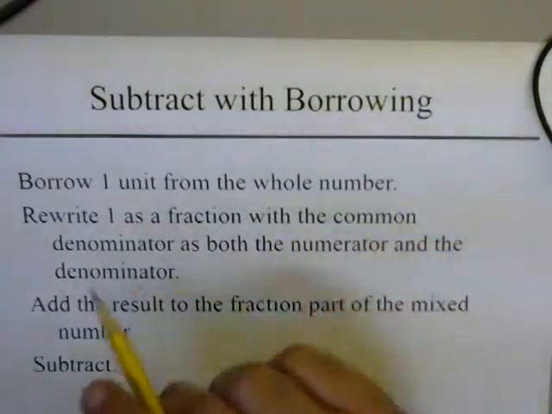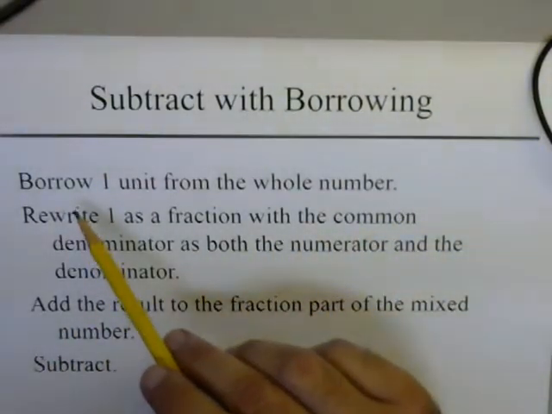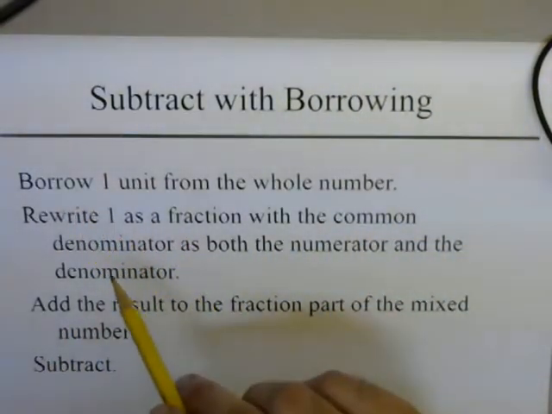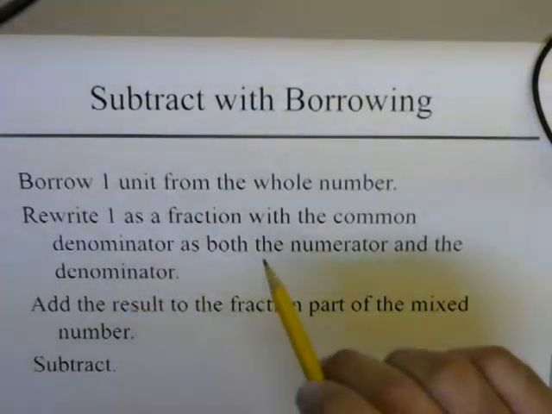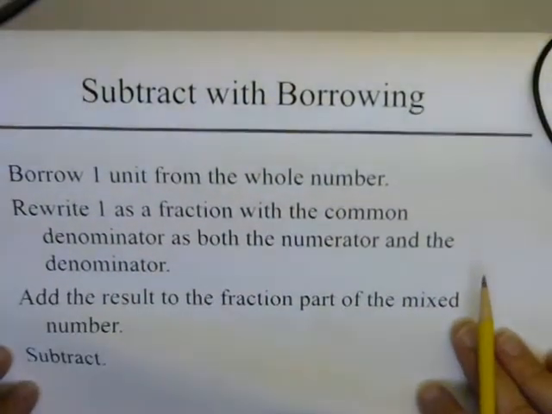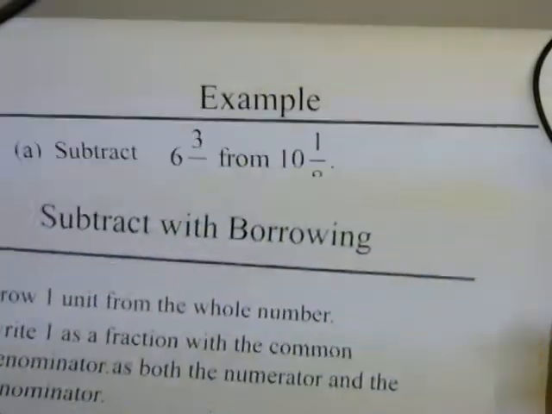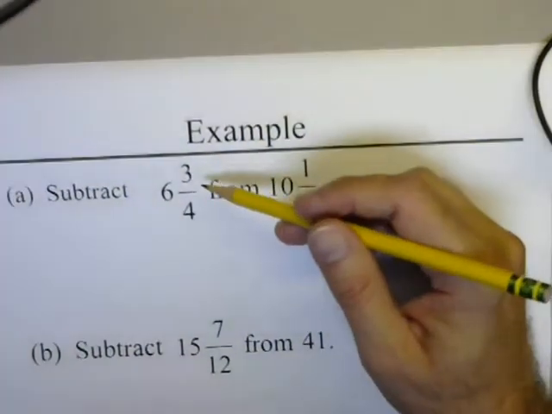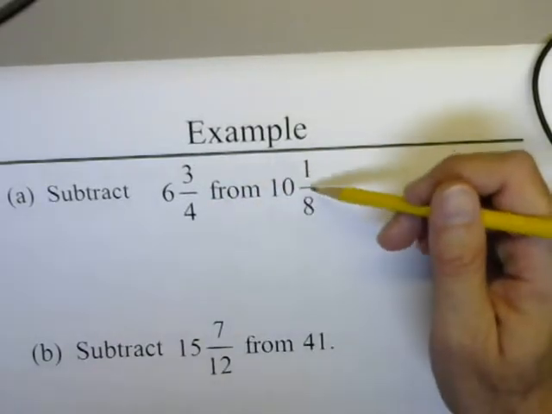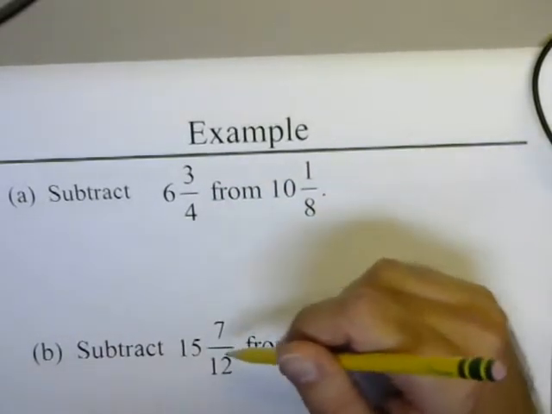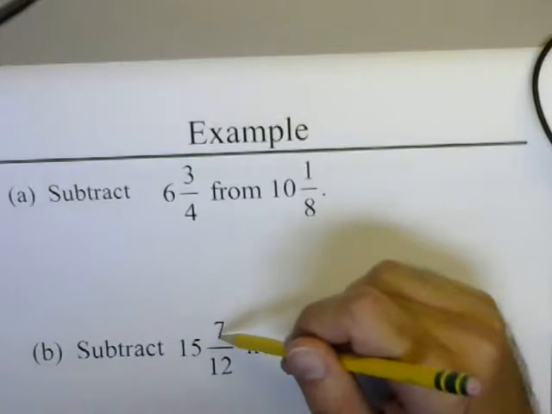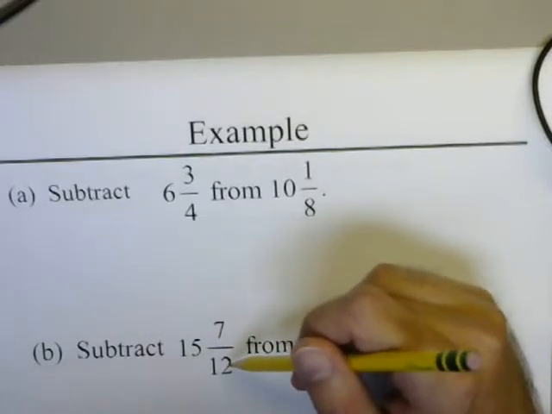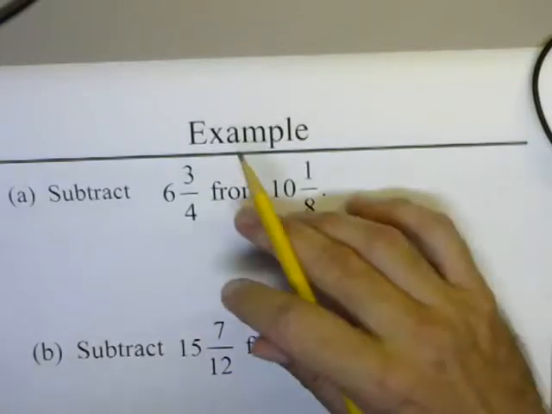Now you can also subtract with borrowing. You might, in some cases, need to borrow one from the whole number and rewrite one as a fraction with a common denominator both as a numerator and denominator, and add the result to the fraction part of the number and subtract. So let's say you want to subtract 6 and 3/4 from 10 and 1/8. Let's do that first, and then let's say you want to subtract 15 and 7/12 from 41. We'll do that problem second.